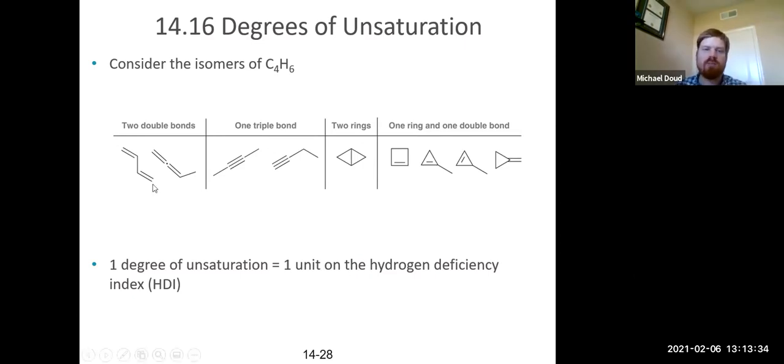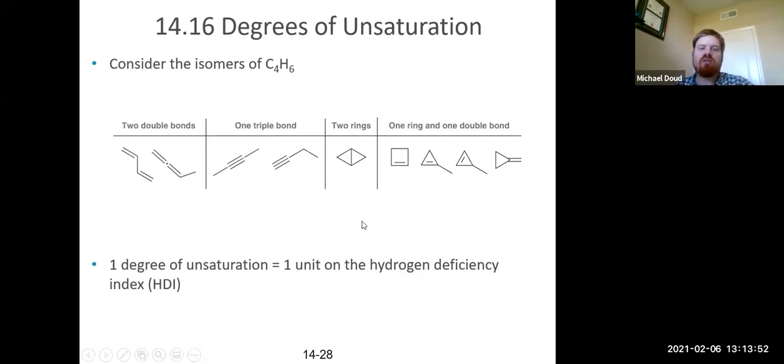So here are the possible isomers just based on that. 2 double bonds, 1 triple bond, right? Because that's 2 different pi bonds. 2 rings, this is a highly unlikely, highly unstable molecule, but you can draw it, right? And then you could also have a ring and a double bond, which these are the possibilities there.